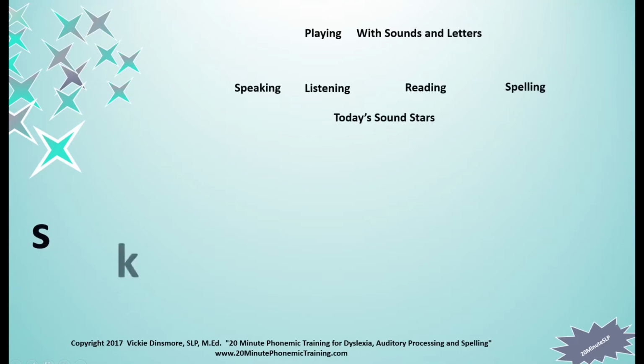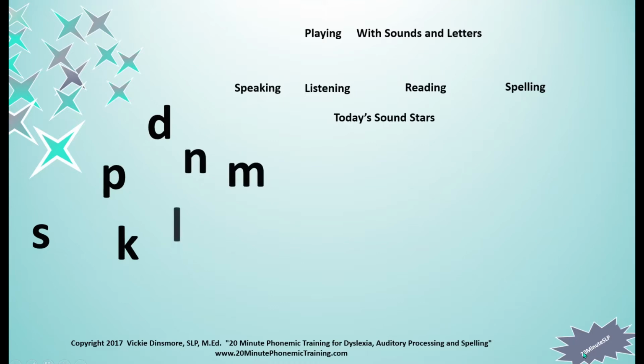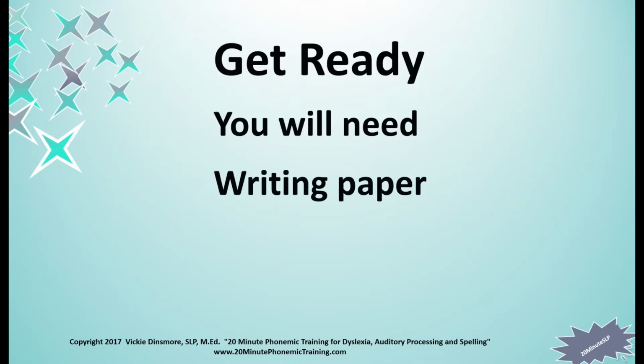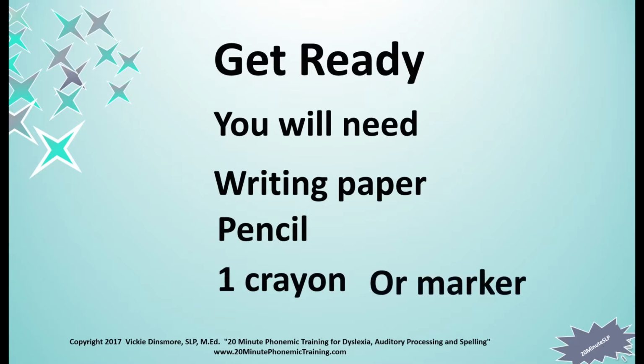Today's sound stars are S, K, P, D, N, M, O, Ng, E, A, and E, spelled with the letters AI. Get ready. You will need writing paper, pencil, one crayon, or a marker. Pause the audio in the video right now so you can go get what you need. I'll be waiting.